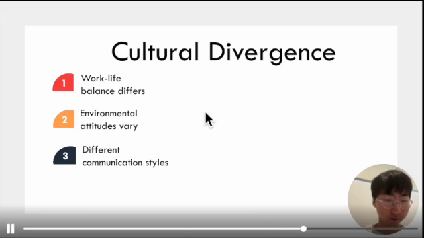And the third part is communication style. Australians often adopt a more cordial and self-deprecating humor style, while Americans tend to be more direct and optimistic.